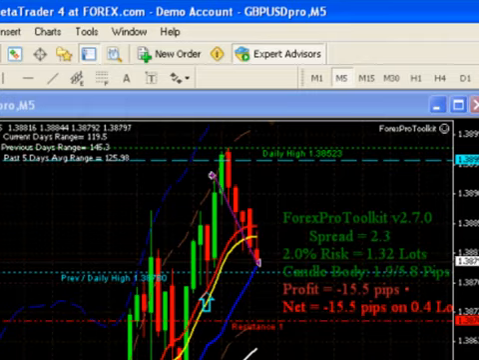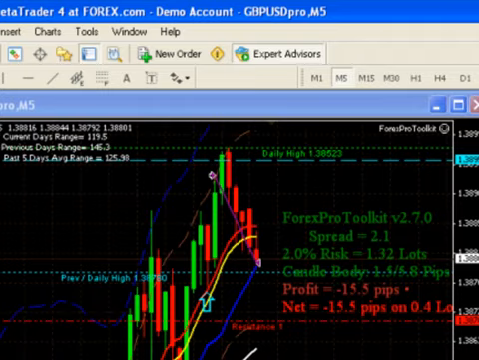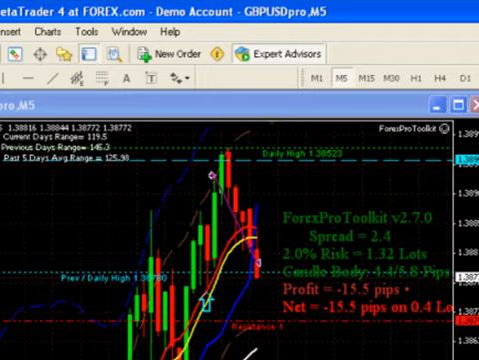And here we see that the euro just got stopped out, so it shows the net profit of negative 15.5 pips on 0.4 lots. And that's the closing arrow with the trade connector line connecting it to the start arrow.